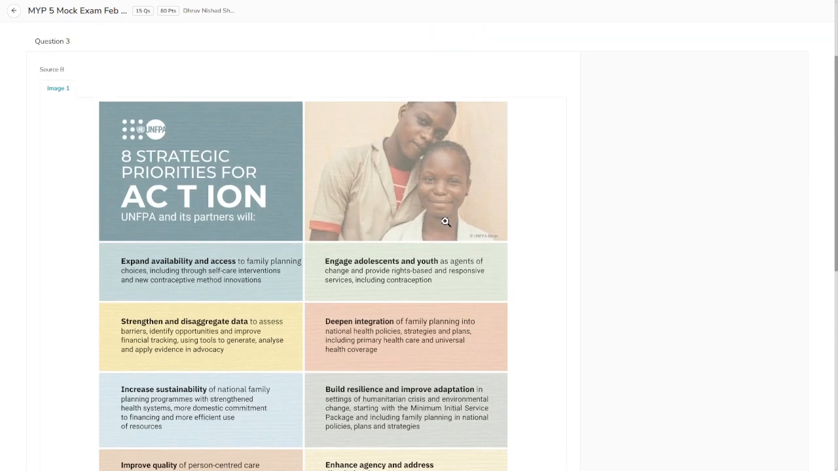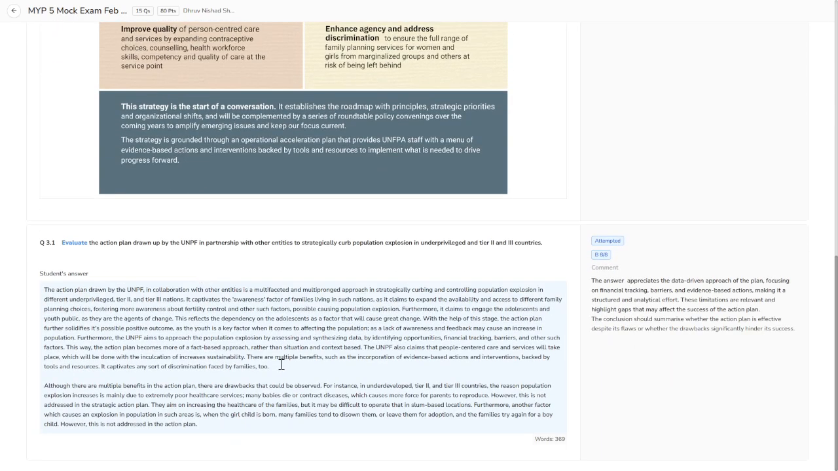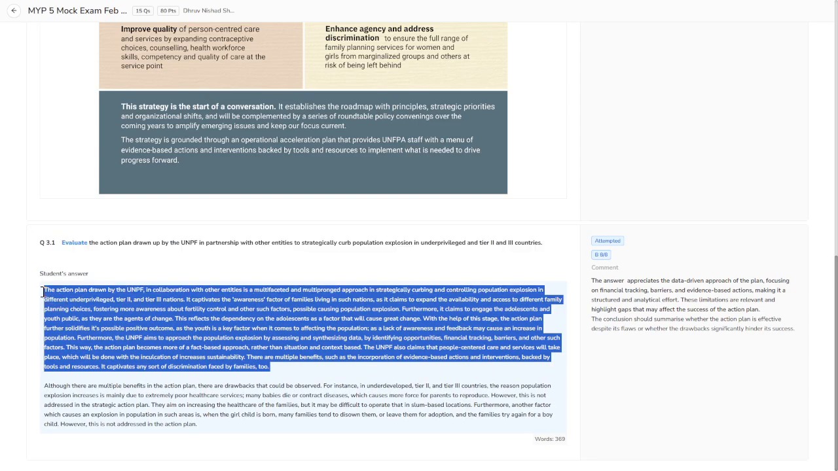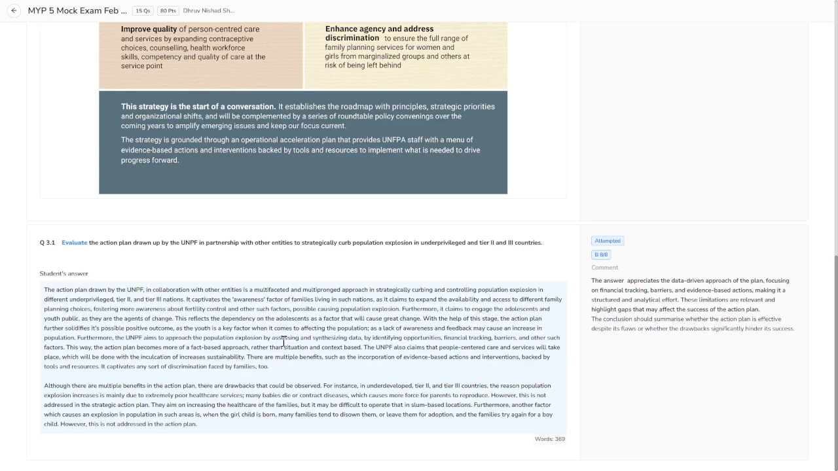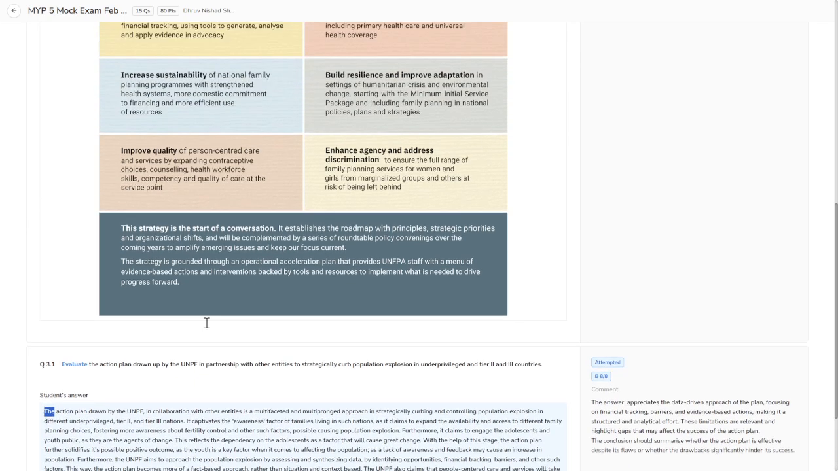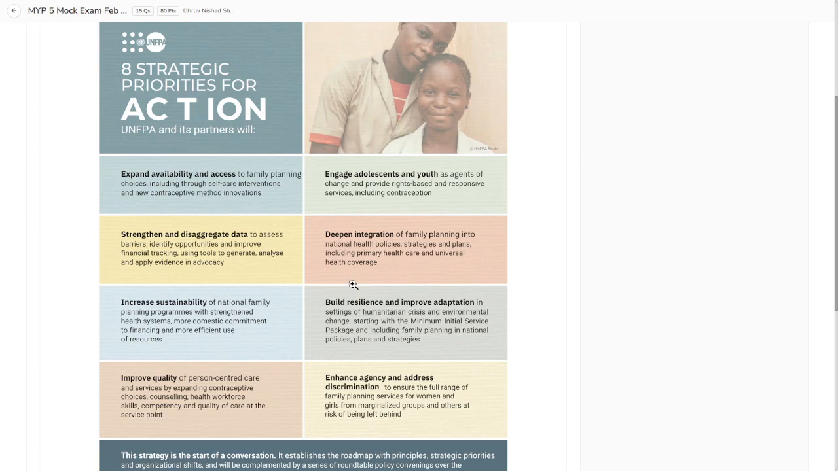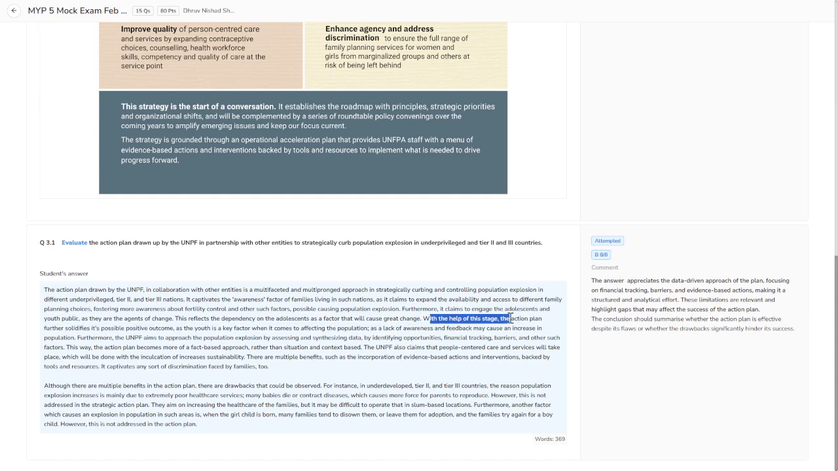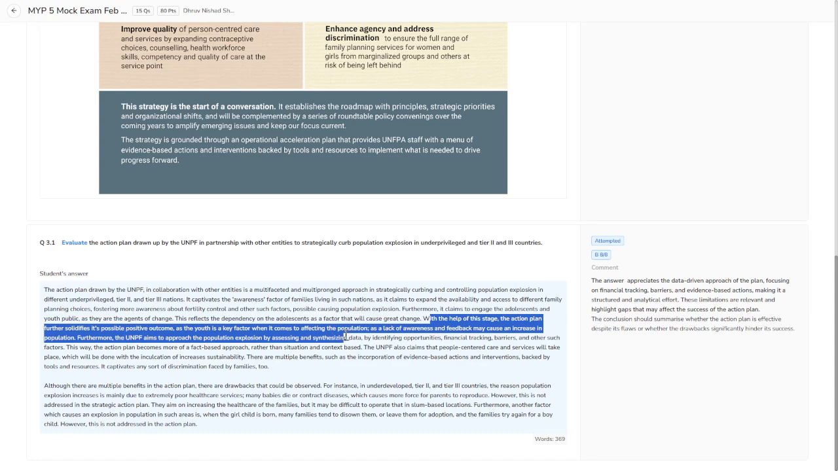So what I primarily did is that I just, in the start, this was when I was evaluating it, and this was the critique which I did. So I really organized my data. First, I just elaborated every single point, and this was extremely easy, and it got me a few free words to use. So with the help of this stage, the action plan further solidifies its possible positive outcome, as the youth is a key factor when it comes to affecting the population, as a lack of awareness and feedback may cause an increase in population.